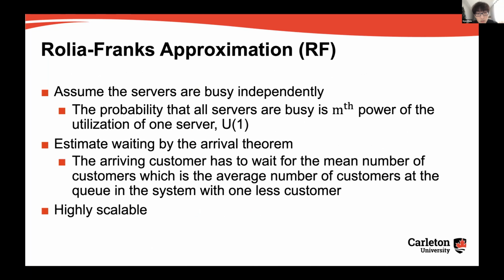The first approximation I'm going to introduce is the Rolia-Franks approximation, which is currently used in the LQNS solver and has been used for years. It assumes the servers are independent and estimates the probability that all servers are busy based on this assumption, which is the mth power of the single server utilization. Then it estimates the waiting time by the arrival theorem, which states that a customer arriving at a queue sees the steady state distribution of the same queuing system with one less customer. It's highly scalable as its complexity does not increase with larger systems.